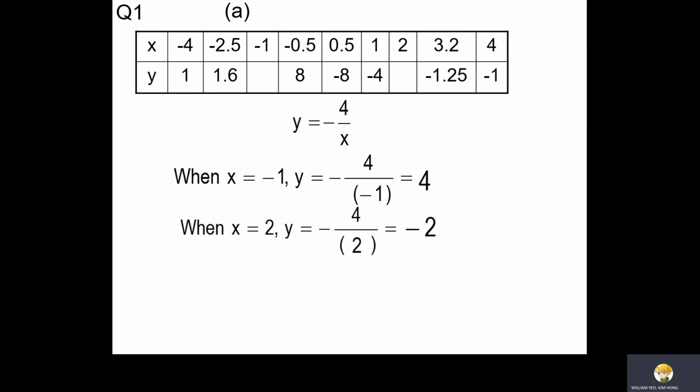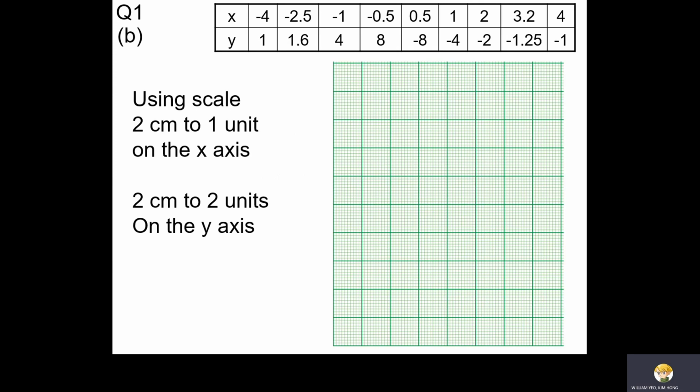So part B, they will ask you for the graph. This graph will normally give you 4 marks. The scale here is very important. This question will tell you the scale for the x-axis and also the y-axis. If you look at this graph paper, one big box contains 10 small boxes. For the x-axis, 2 cm refers to one big box. So 2 cm to 1 unit means you have 1 unit for each box.